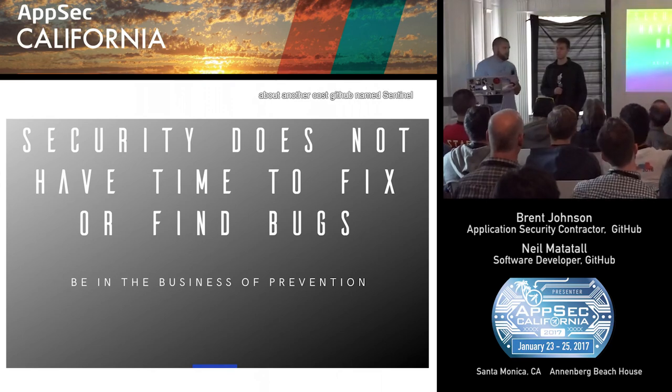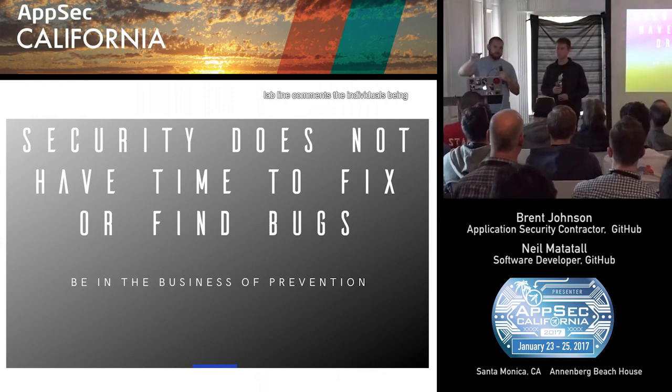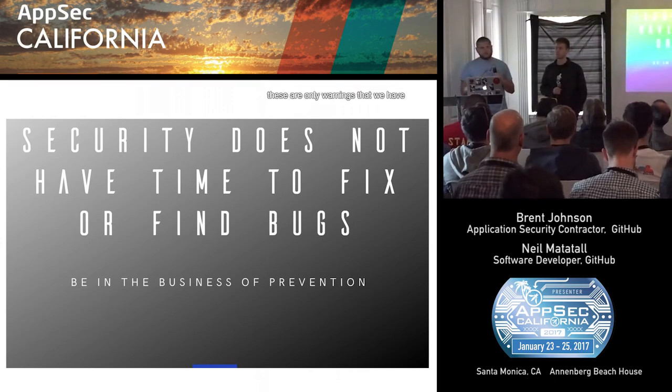And I want to talk about another project at GitHub named Sentinel. Sentinel is sort of designed after SADV, but in a very specific way to GitHub. Same deal, you create a pull request, Sentinel runs, and for any new vulnerabilities, it will add line comments to the individual thing in the pull request, super helpful. Again, these are only warnings that we have very, very high confidence on.